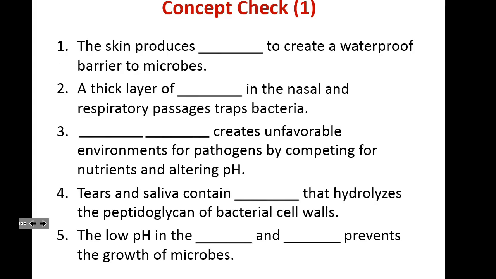The skin produces what to create a waterproof barrier to microbes? Keratin. A thick layer of what in the nasal and respiratory passages traps bacteria? Cilia. Nasal hairs. Blank creates unfavorable environments for pathogens by competing for nutrients and altering pH. What is that?